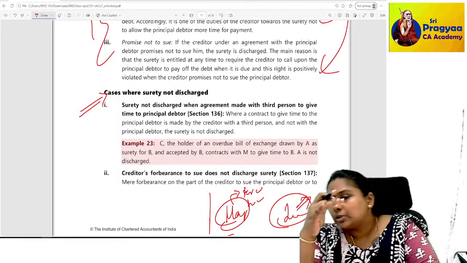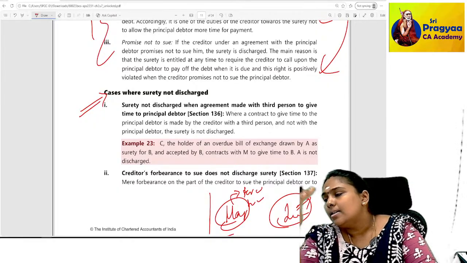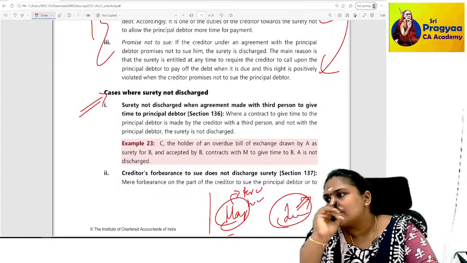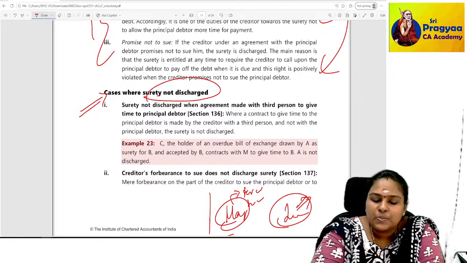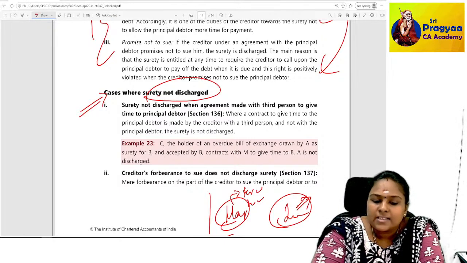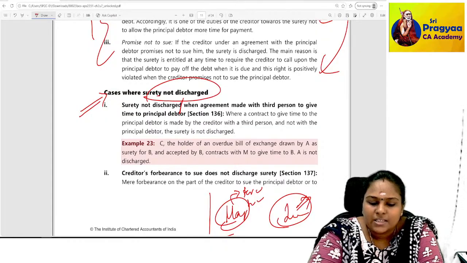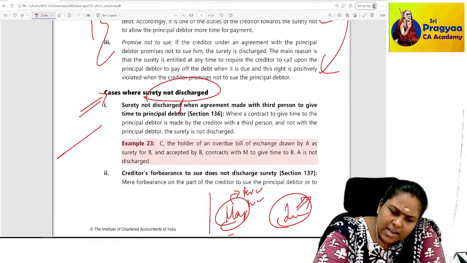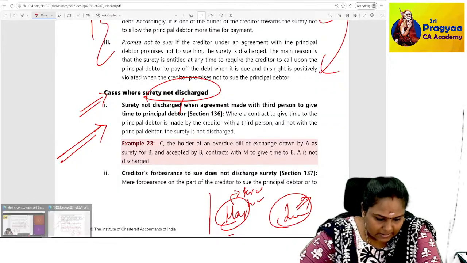Now, so long what we studied is endanda instances la surety oda guarantee vandu stands discharged. Now what we are going to study is when this person is not getting discharged. Adla first item, surety is not discharged when agreement made with the third person to give time to the principal debtor. Now irukkarle idha most confusing thing, but very simple.